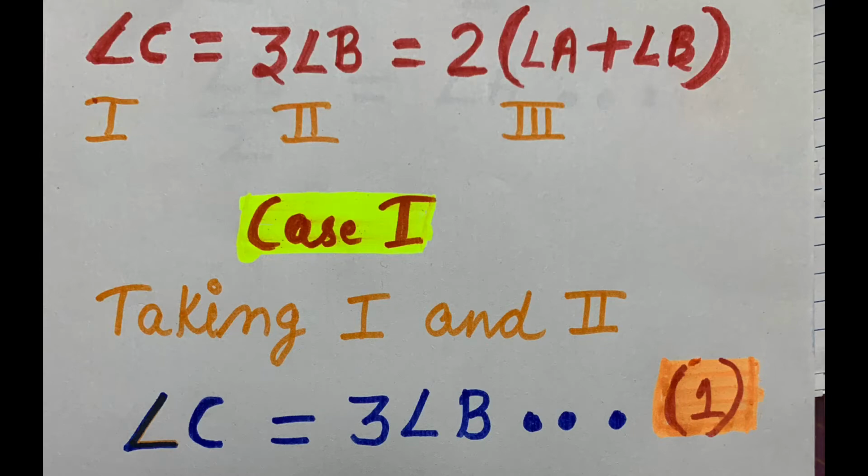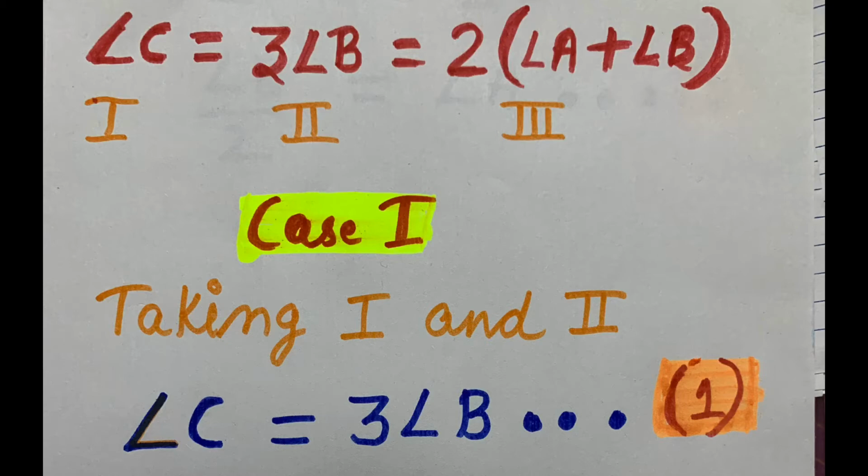So we shall name them as first, second and third term. We shall write angle C as first term, equal to 3 angle B as second term, equal to 2 of angle A plus angle B as third term. Now we shall divide this question in two parts, case 1 and case 2. In case 1 we shall take first and second term only. In case 2 we shall take second and third term.